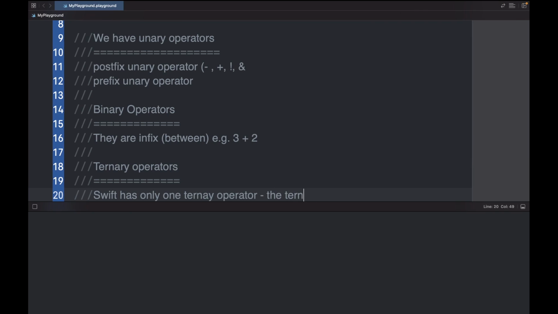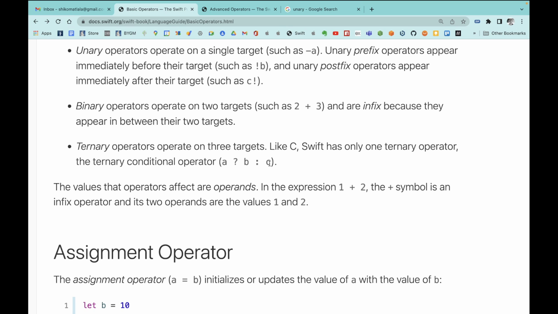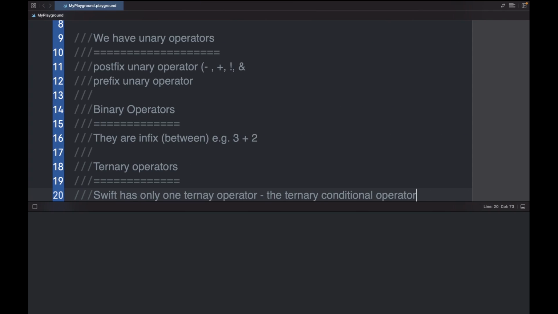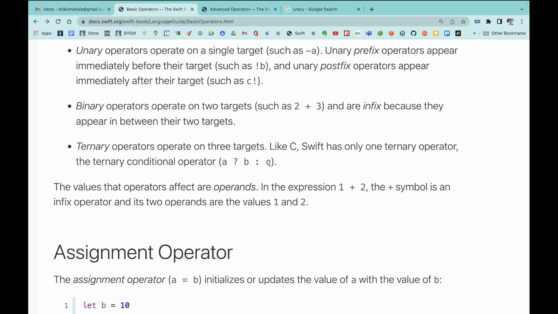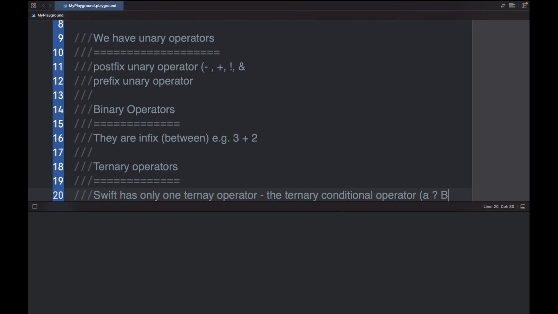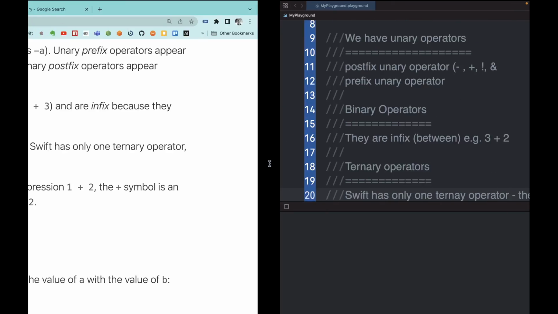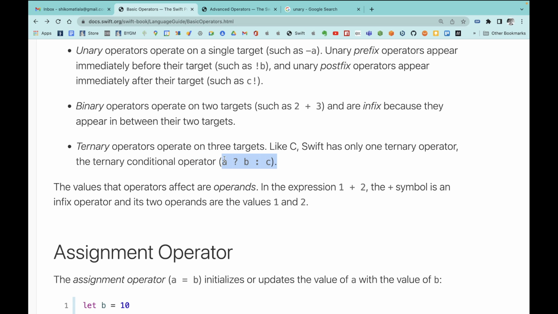I wonder what it means. Conditional operator, and it looks something like B. C. Okay, I don't know what this statement means, but we'll look into it. Or this expression, I don't know what it means.